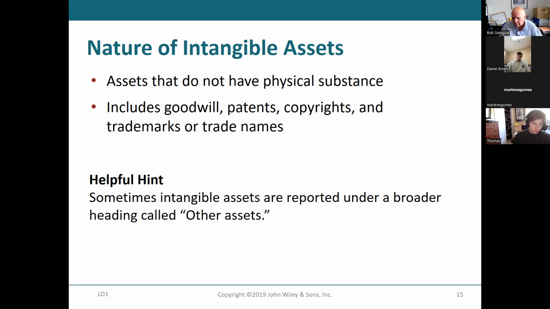You want to buy my company, the Bob Smagula company, and my company you figure out is worth $1 million. You offer me $1 million and I say no sale. I'm not selling for $1 million. I want $1.5 million. And we negotiate and you give me $1.3 million. You just gave me $1.3 million for a company that you know is only worth $1 million. That $300,000 difference has to go somewhere on your balance sheet, right? And that's called goodwill. Goodwill.